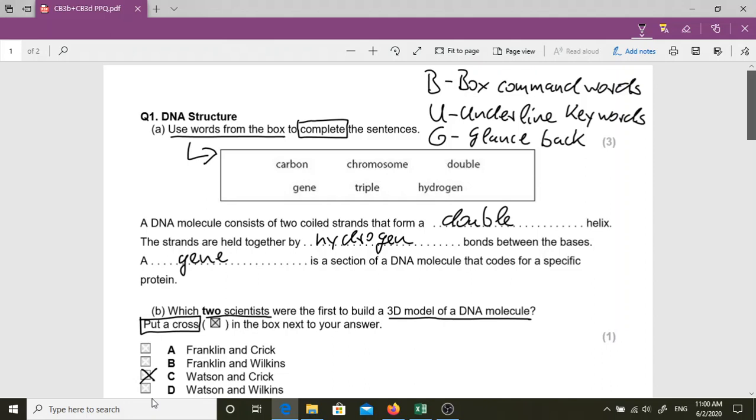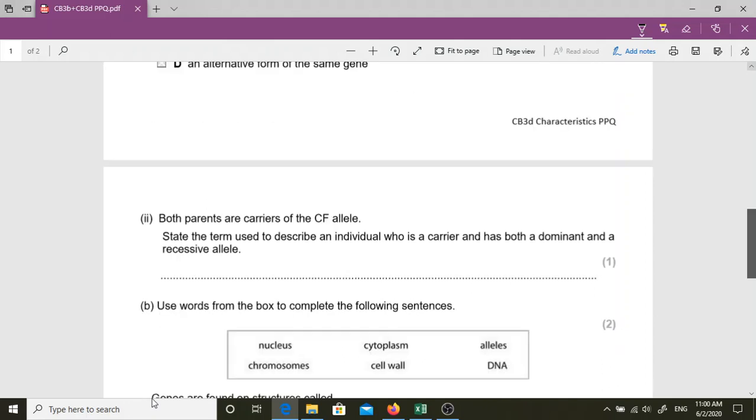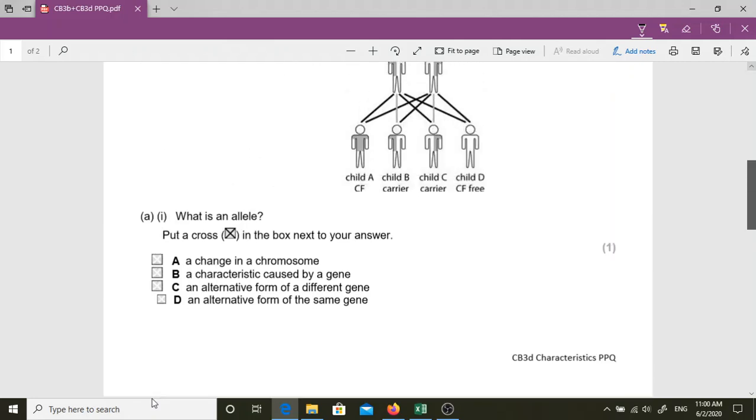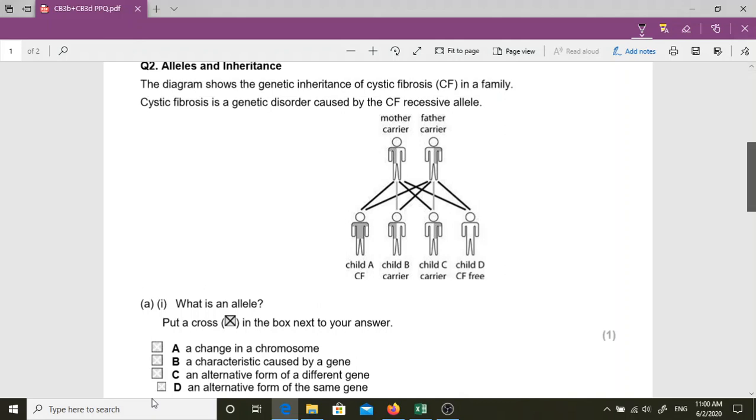Now we're going to move on to the next question about alleles. Okay, so the diagram shows the genetic inheritance, okay, that's the first keyword here, genetic inheritance, of cystic fibrosis, that's another keyword, in a family. Cystic fibrosis is a genetic disorder, a genetic disease caused by the CF recessive allele. So recessive allele is another important keyword here.